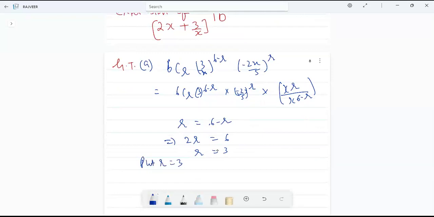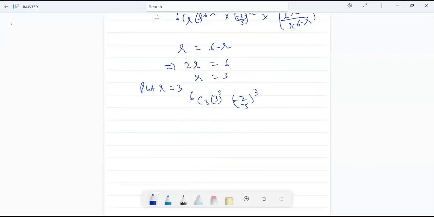Then we have 6C3 and 3 to the power 6 minus 3, that is 3, and minus 2 over 5 to the power r, r is 3. That's it. We just need to simplify. So 6C3 is what? Just a quick question. Could you scroll up slightly so I can see that first part as well? Yes, yes.